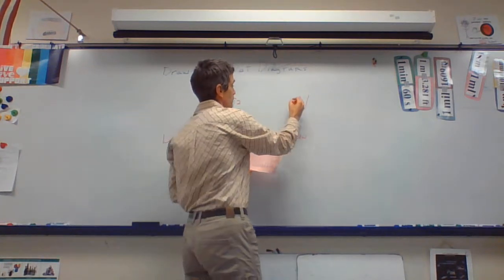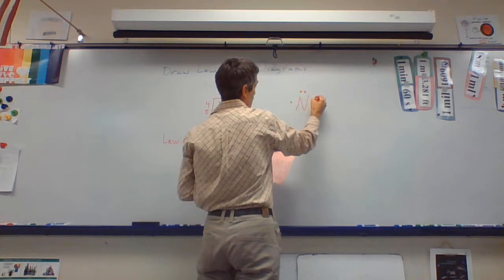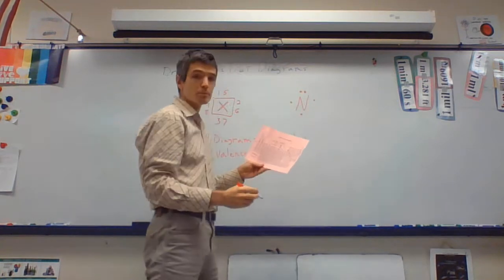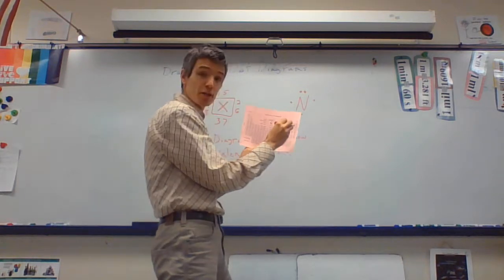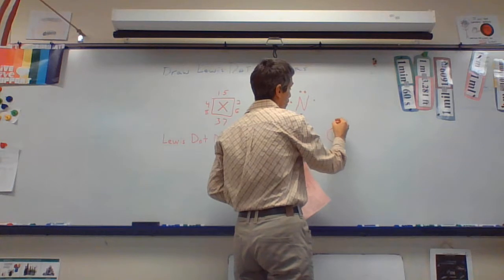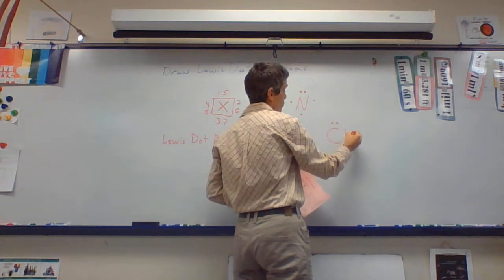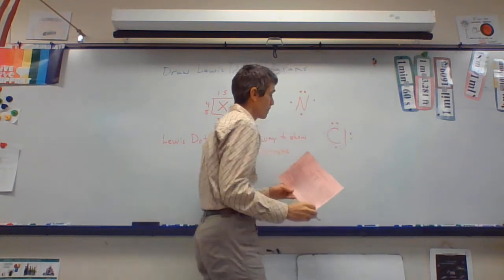Another one, let's say chlorine. Chlorine is in group 17. 1, 2, 3, 4, 5, 6, 7.